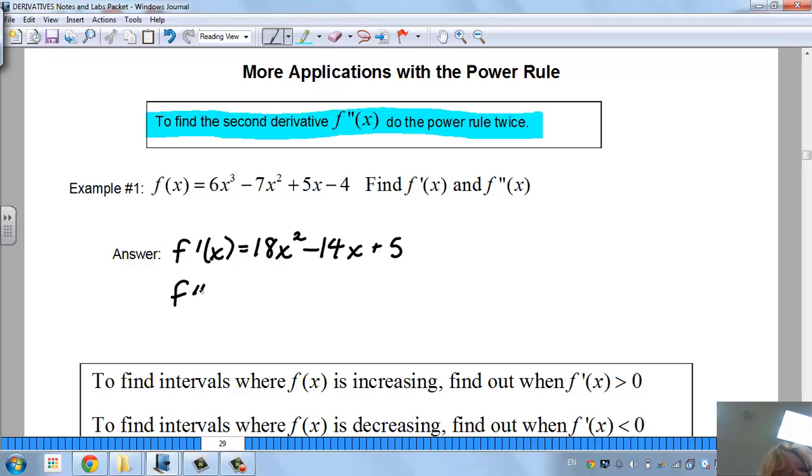Now when I do f double prime of x, we're going to take the derivative of our first derivative. So 2 times 18 is 36. Drop 1 on the power is x. There's a little 1 there, minus 14, x to the 0, which is 1. So there's just a quick review on how to do the first and second derivative.